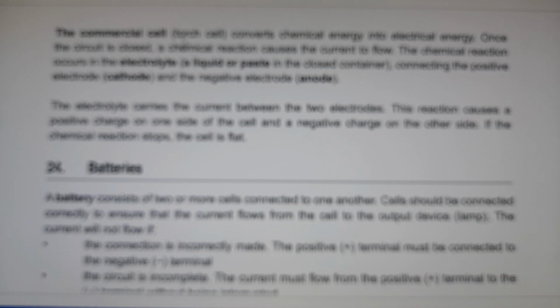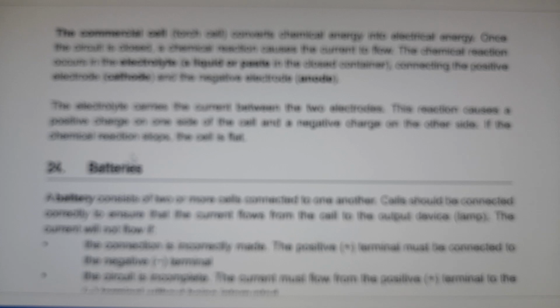The commercial cell, which is the torch cell, converts chemical energy into electrical energy. Once the circuit is closed, a chemical reaction causes the current to flow. The chemical reaction occurs in the electrolyte, which is a liquid or paste in the closed container, connecting the positive electrode, which is the cathode, and the negative electrode, which is the anode. The electrolyte carries the current between the two electrodes. This reaction causes a positive charge on one side of the cell and a negative charge on the other side.